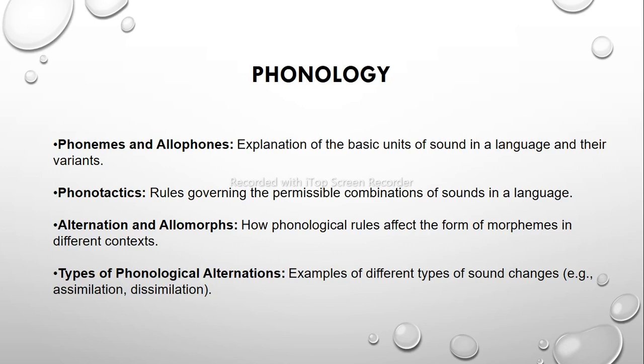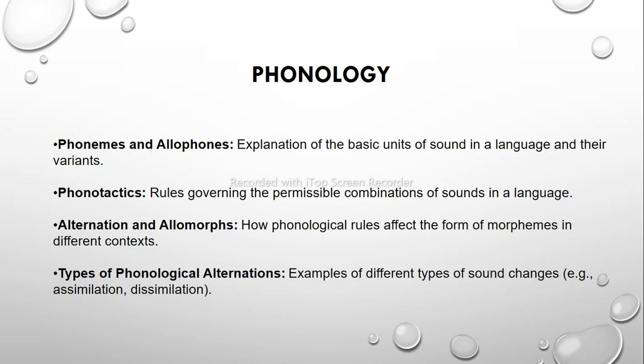2. Allophones. These are variations of a phoneme that do not change the meaning of a word. For example, the p sound in spin and pin is pronounced slightly differently, but both sounds are considered allophones of the same phoneme p. Understanding the distinction between phonemes and allophones helps us grasp how subtle changes in pronunciation can or cannot alter meaning. Next, let's explore phonotactics.